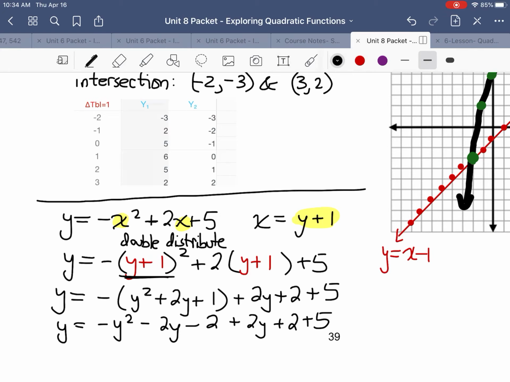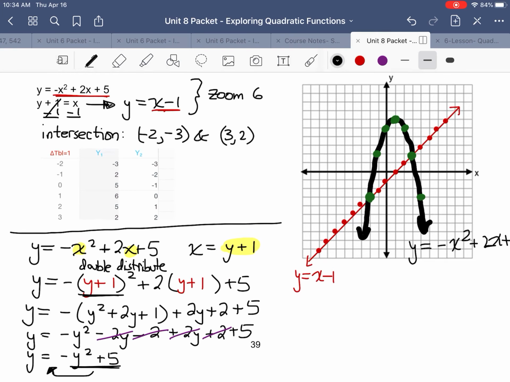All right, a couple of nice things are going to happen here. Not always going to happen, but in this case it does. I have a negative 2y and a positive 2y. They're going to cancel. I have a negative 1 and a positive 2, which combine. All right. So I have y equals negative y squared plus 6, and so I'm going to bring these two terms over to the other side.